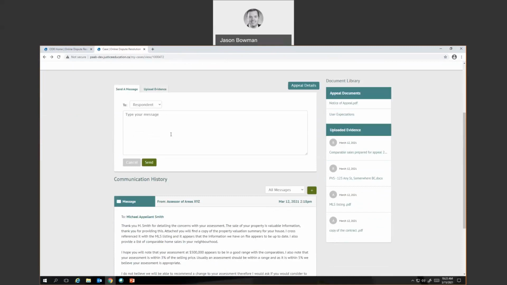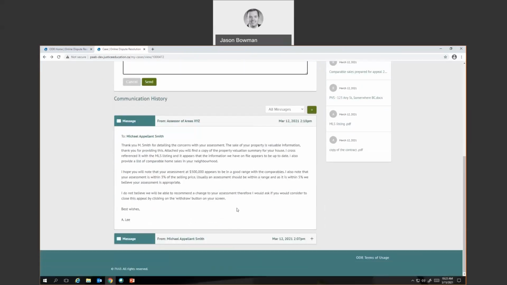The key feature here that we've got in the center of the screen is a window to send messages. And so you can select who you want to send the message to. In this case, I'm a property owner. The respondent would be BC Assessment, so I could send them a message, or I could send the board administration a message. It's as simple as an online chat function, so you can just come in here and type any message that you like. I've gone in and put in a couple messages here already. So you can just scroll down. You'll see it's all in chronological order.